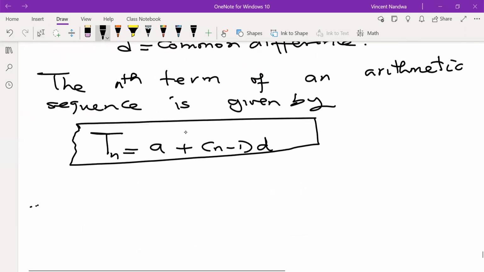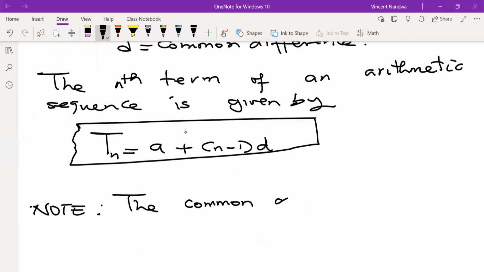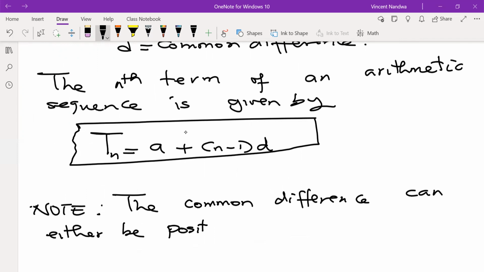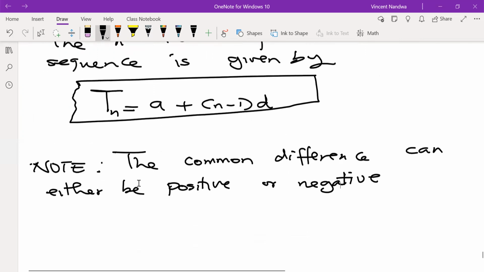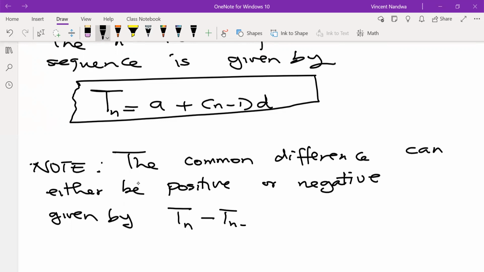Then note the common difference can either be positive or negative, and is always given by the nth position minus the nth minus 1 position.